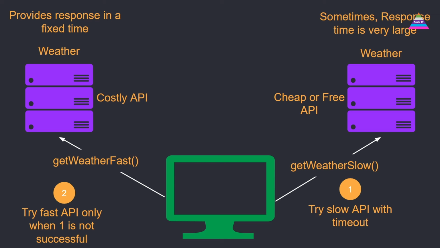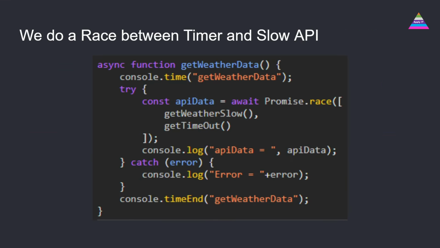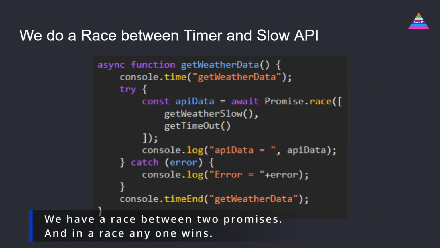If we're not getting a response, then we are going to call the second API function, that is get weather fast. Because this is predictable, it generates a response within say 3 seconds. The total time taken is approximately 6 seconds. We are considering this situation to understand the behavior and use of the Promise.race method. So basically what we are going to do is have a race between our timer promise and our slow API promise.